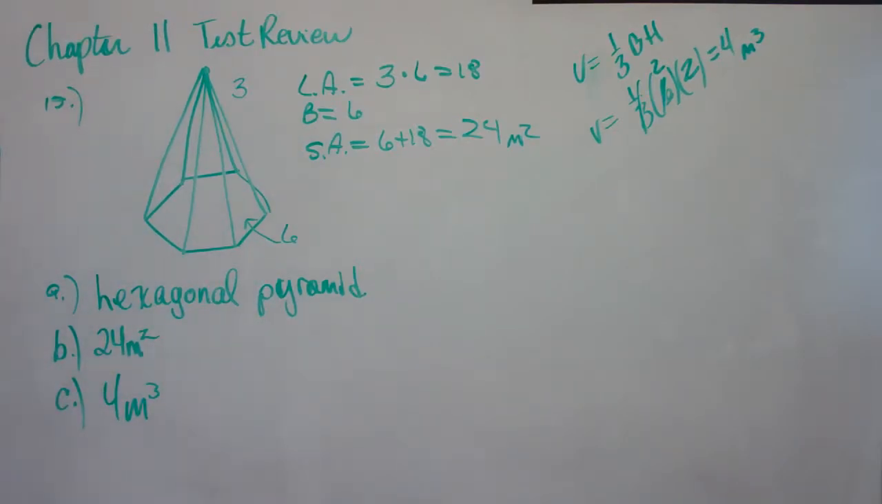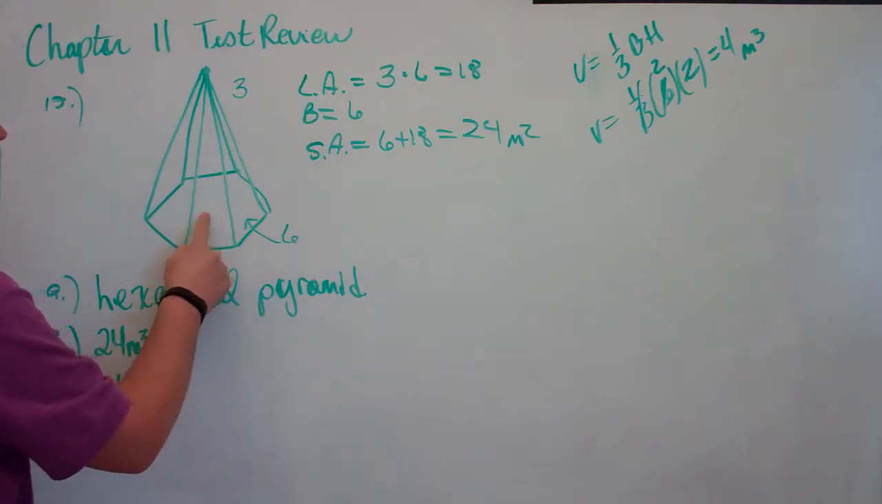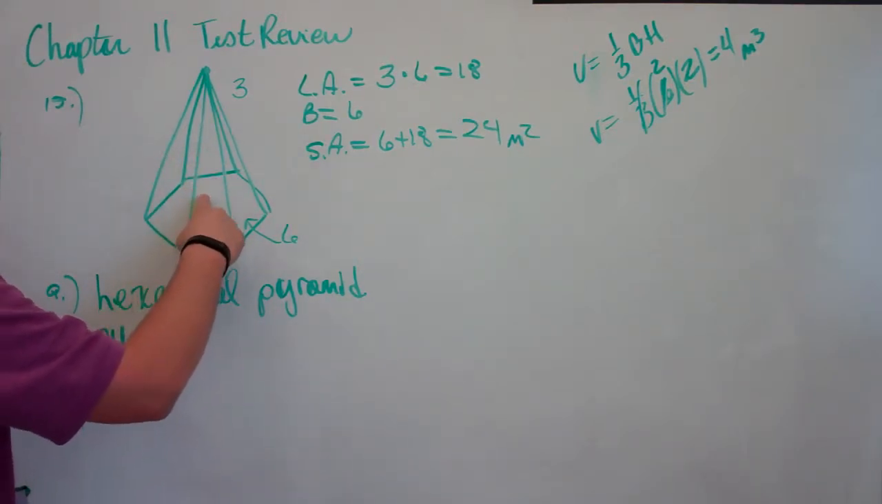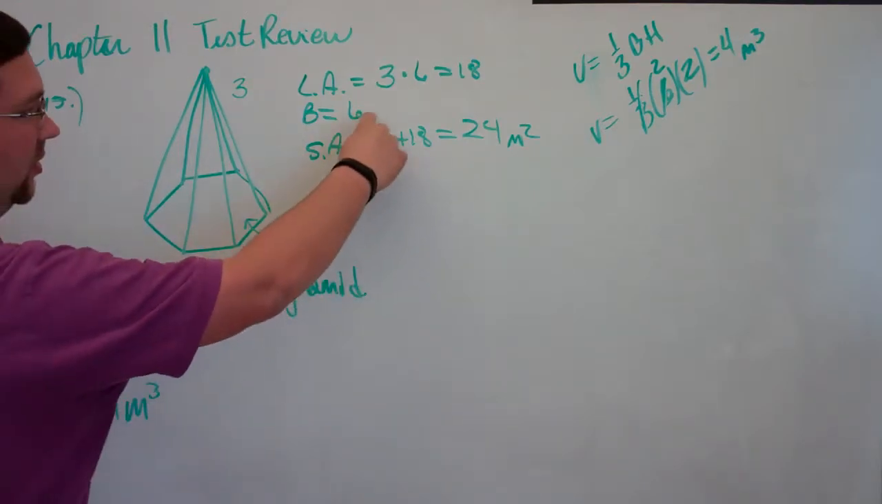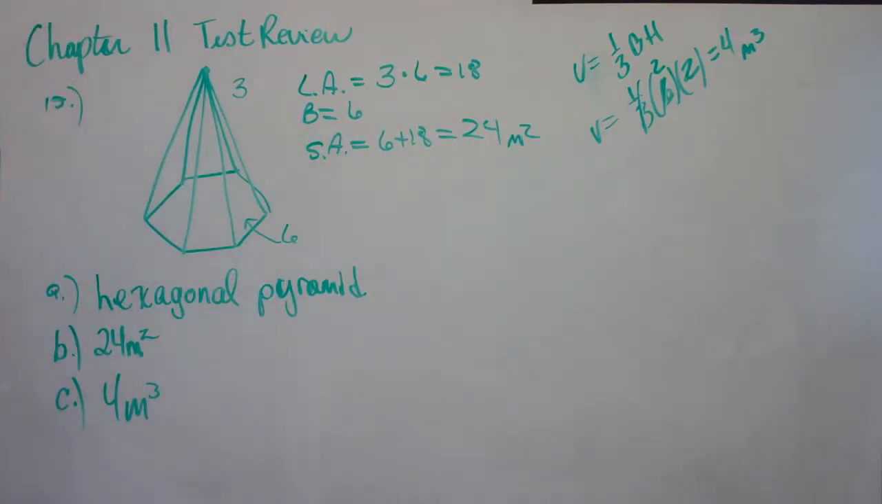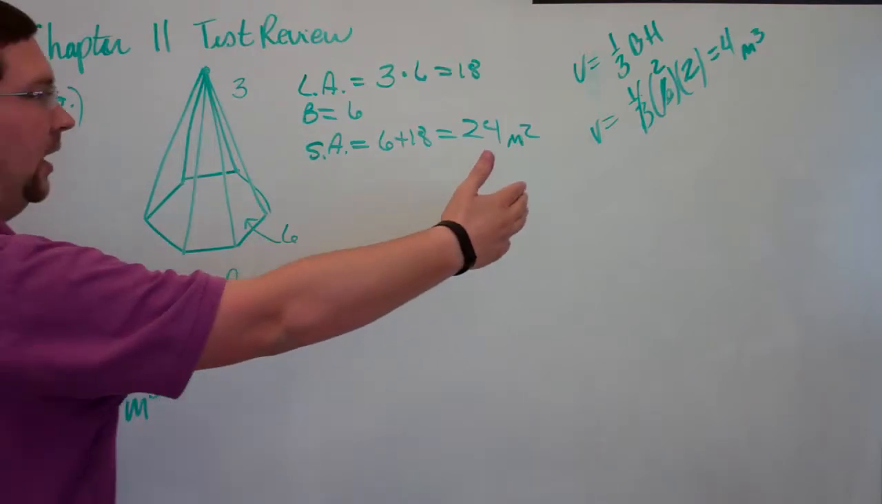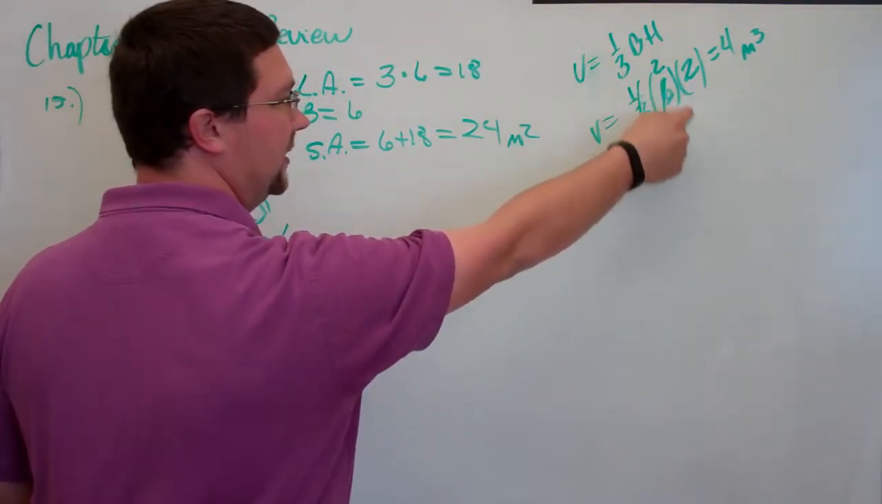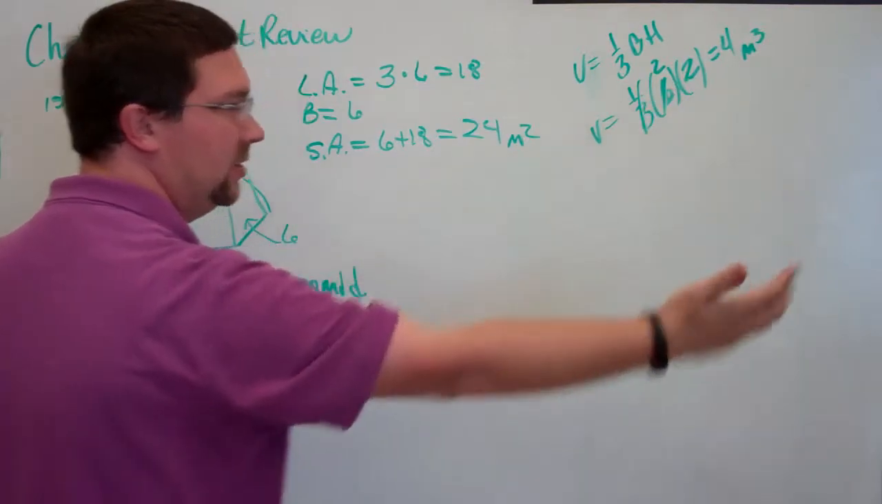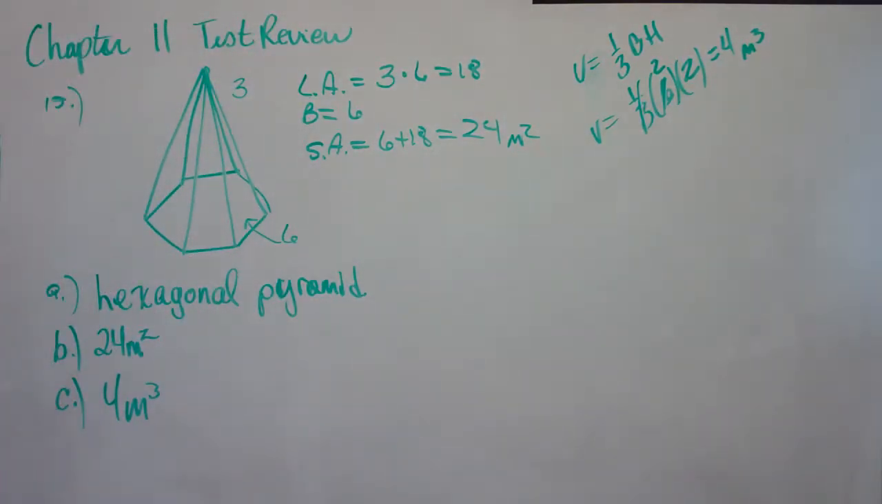Alright, that's it for that one. They pretty much gave you all the information. All you had to do was plug it into the formulas. Because they gave you lateral area, because they gave you one triangle, and you know there's 6 of them. So it's 3 times 6 for 18. They told you the base was 6. So you just add the 18 and the 6 to get the 24. And over here, again, we know the area of the base is 6. Our formula is 1/3 area of the base times height. 1/3 times 6, they tell you the height's 2. Alright? That's just a matter of doing the math right there.